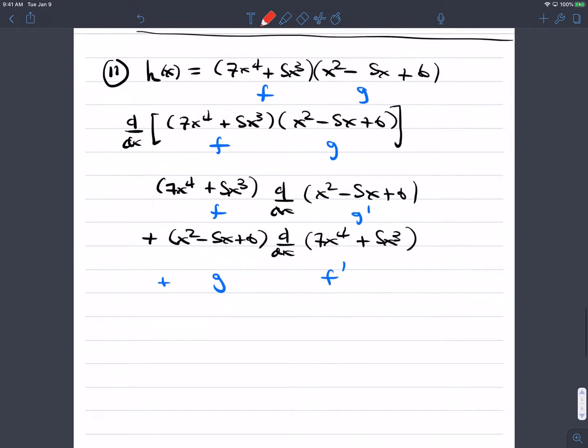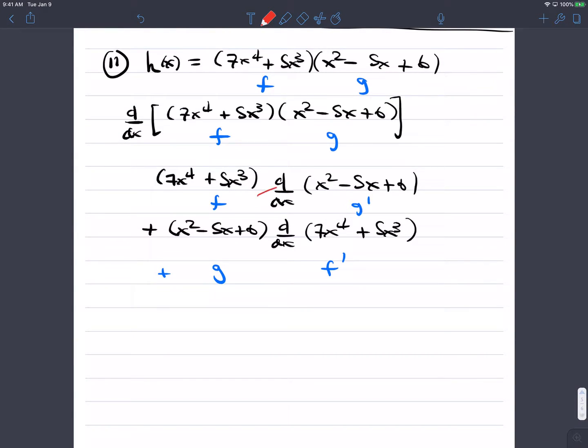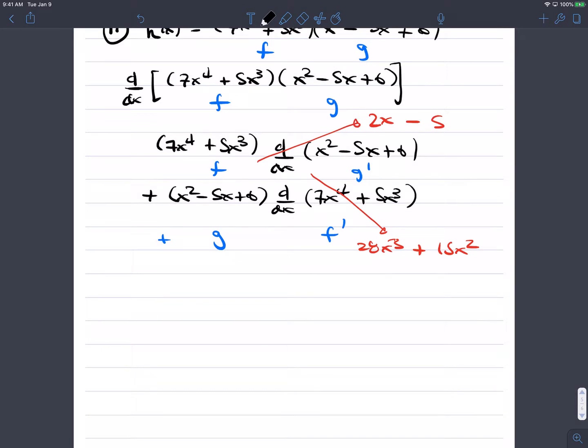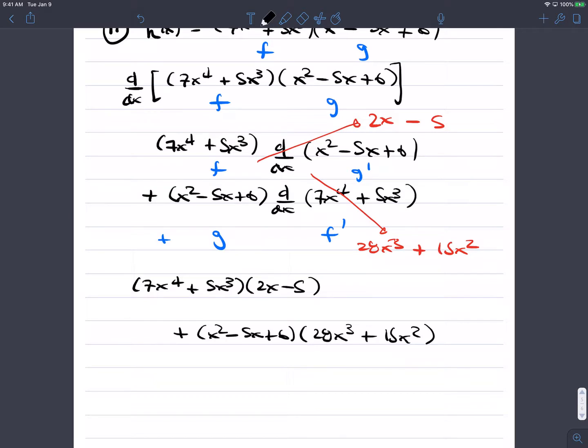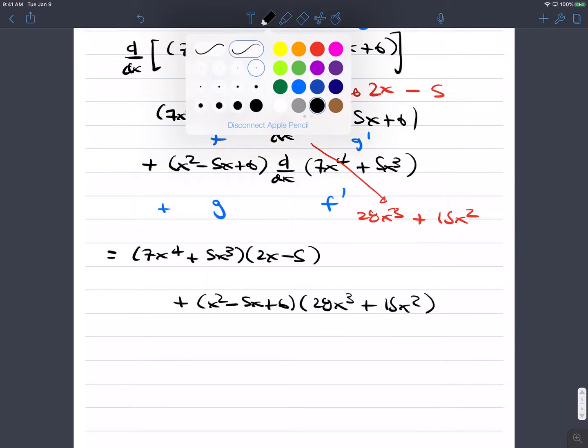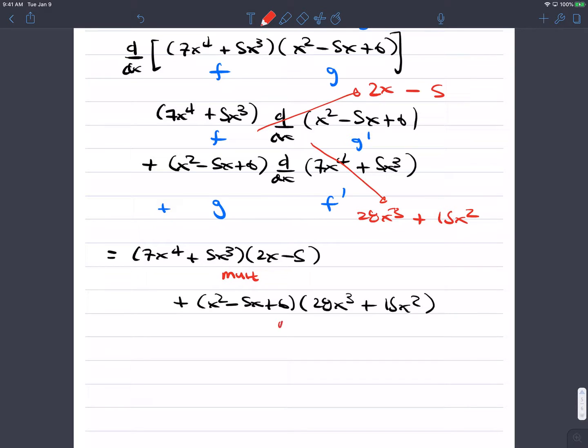Now let's go through our derivatives here. So by now, you should know this is 2x minus 5. And this here is 28x cubed plus 15x squared. So I can replace everything here with these terms. So you'll have 7x to the fourth plus 5x cubed times 2x minus 5 plus x squared minus 5x plus 6 times 28x cubed plus 15x squared. So here we multiply, and here we multiply.